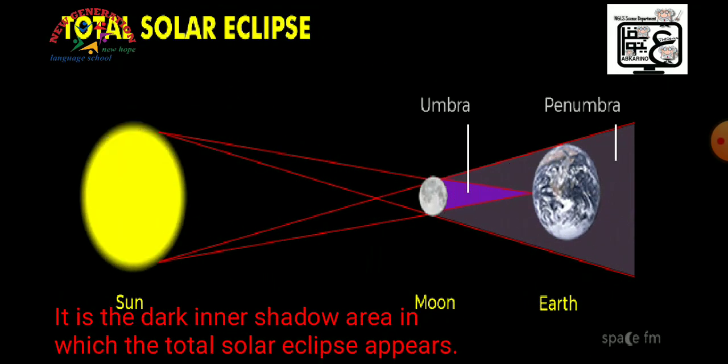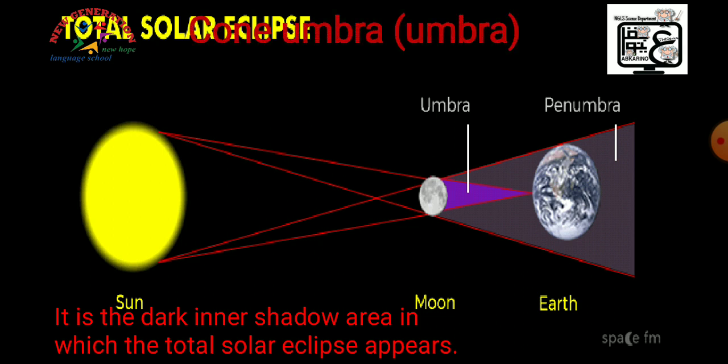Okay, and now we are gonna talk about the umbra. It's a dark inner shadow area in which the total solar eclipse appears. Look at this picture. Yes, look at the purple cone. The purple cone is umbra. So umbra is the dark inner shadow area in which the total solar eclipse appears.